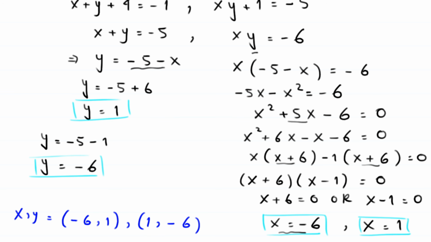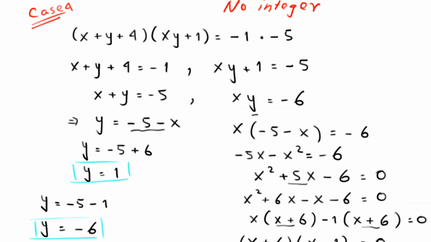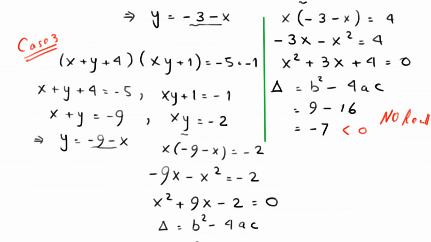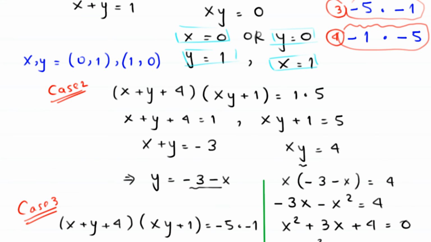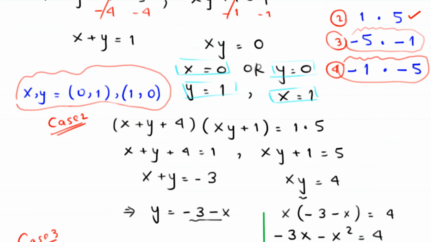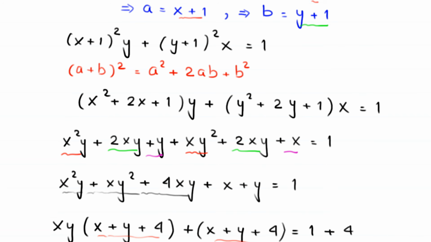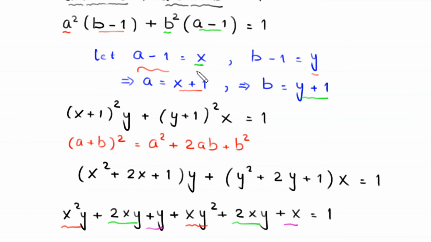And first we found the pairs. First we found that x comma y equal to 0 comma 1 and 1 comma 0. And we have supposed that a is equal to x plus 1 and b is equal to y plus 1.